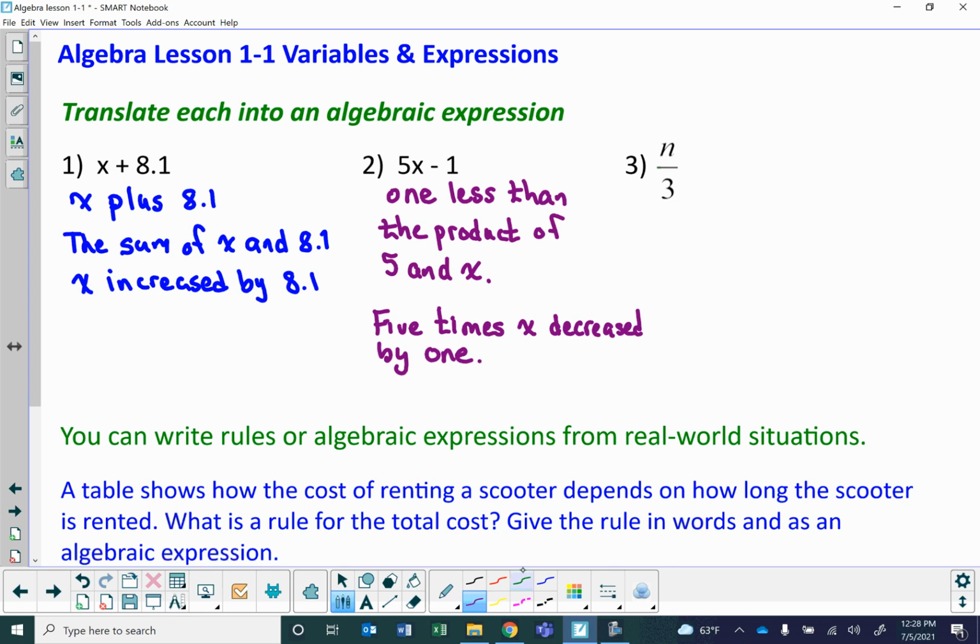Number 3 here says that we have n over 3 as a fraction. And remember that fraction bar stands for division. So we can say n divided by 3. That would be a perfectly fine phrase here. Or we could say the quotient of n and 3. Either one of those are perfectly fine. And those are probably the most common ones that people would use if they saw that particular expression.